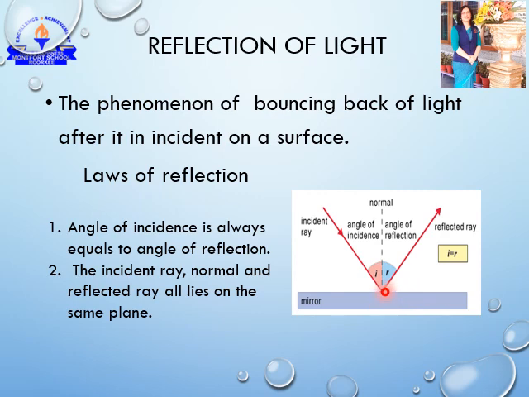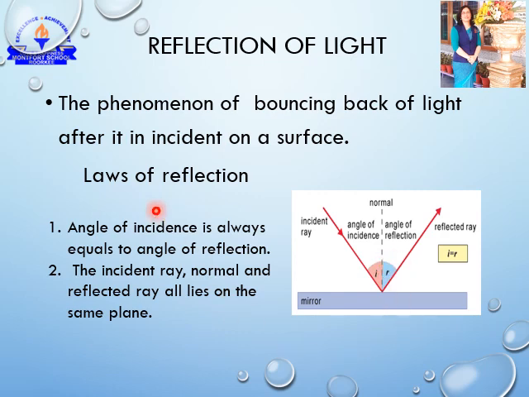Now, the angle made by the incident ray with the normal is known as the angle of incidence, and the angle made by the reflected ray with the normal is known as the angle of reflection.